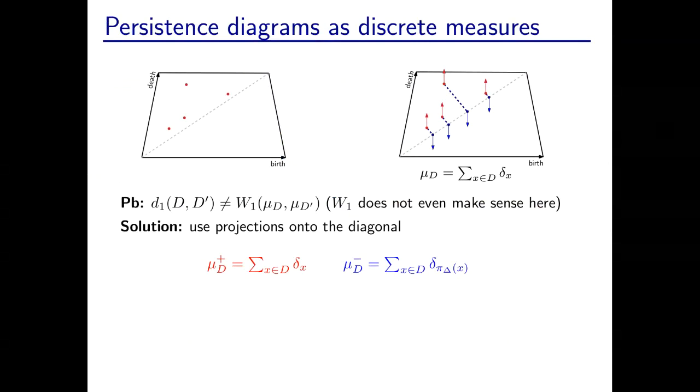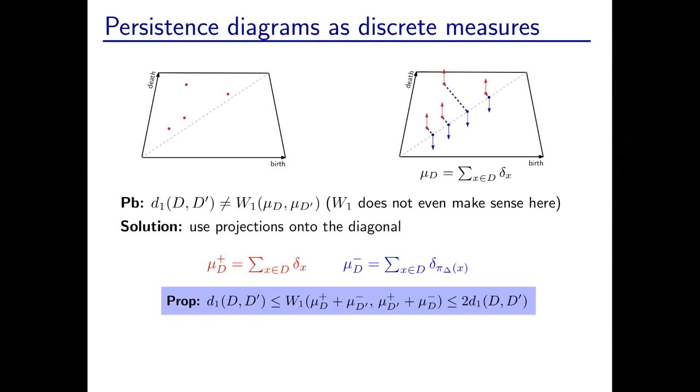But you can cope with this by, in addition to the original measure defined with the diagram, defining an additional measure by taking diracs centered on the projections of the points of the diagram to the diagonal. So now you have a measure mu plus and a measure mu minus associated to a diagram. And then you can see that there is a natural, strong equivalence between the diagram distance and the Wasserstein distance computed on the mu plus of one diagram plus the mu minus of the second, and the mu plus of the second plus the mu minus of the first. So again, this is a very simple property, very easy to show, and it allows you to use Wasserstein distances and preserve the proper metric properties of the diagrams.